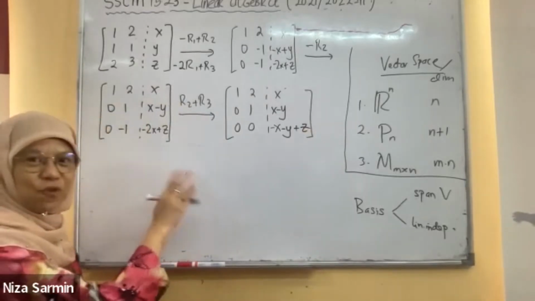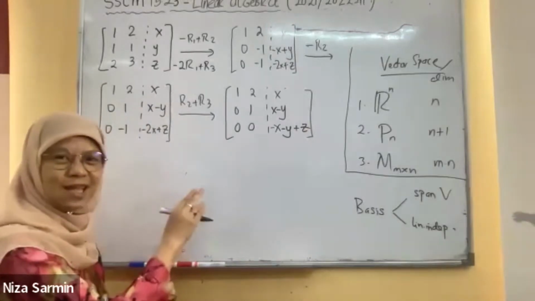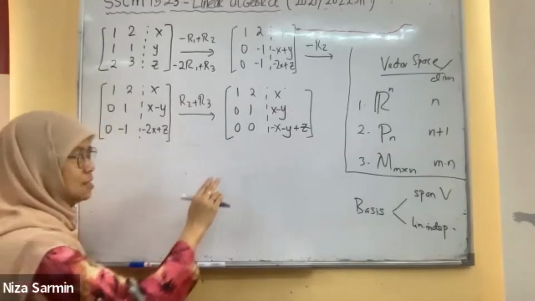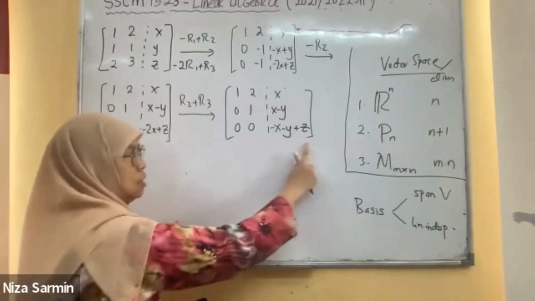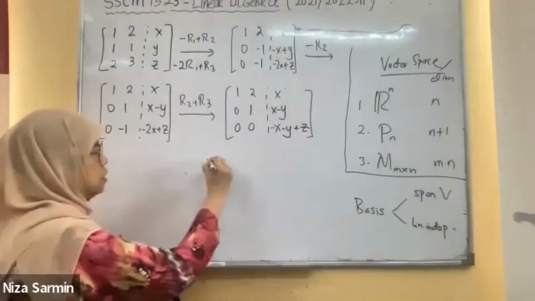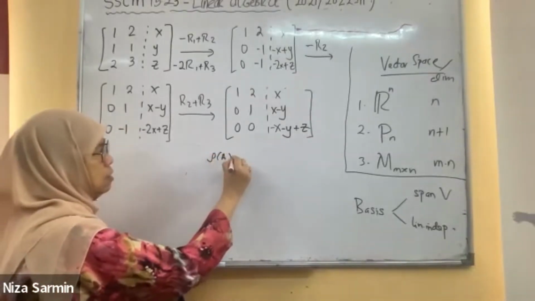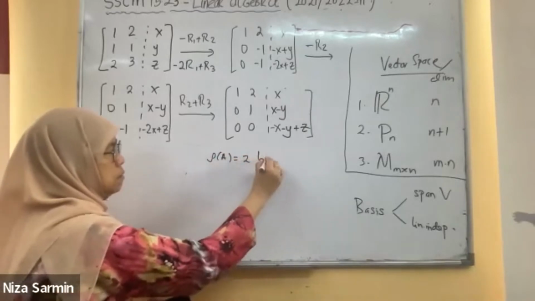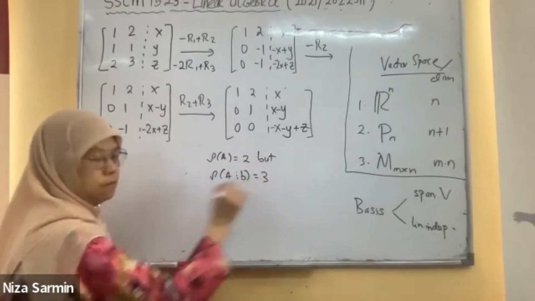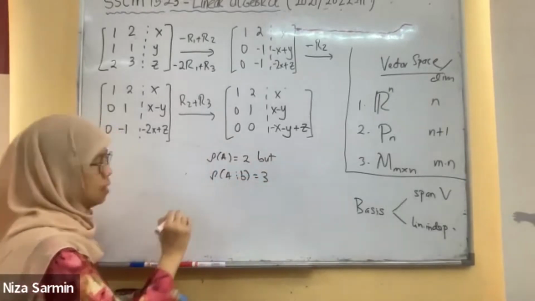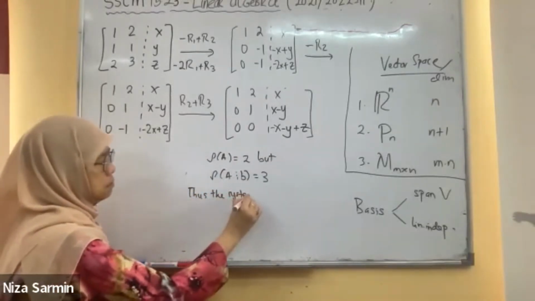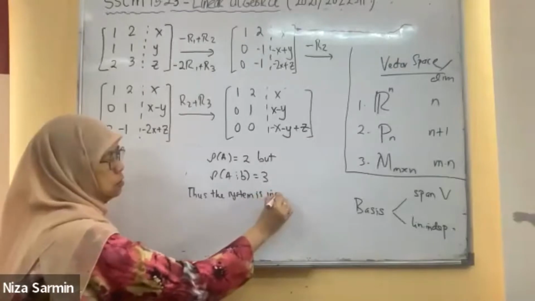So from here, you can see that this is inconsistent, right? Because there is a 0 and then there is this. So you can use chapter 2 to say that the rank of A is 2, but the rank of AB is 3. Okay. Thus, the system is inconsistent.